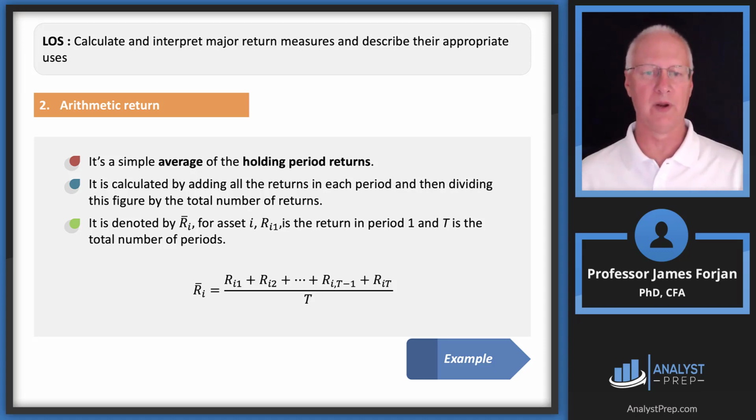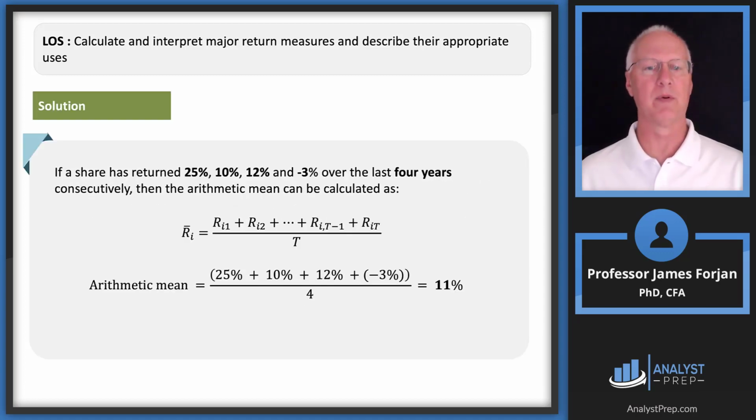Those are holding period returns. And of course, they have to be the same holding period. And then all we're going to do is divide by the total number of periods, which is a capital T. So let's go ahead and do a quick one here. 25, 10, 12, and a -3.